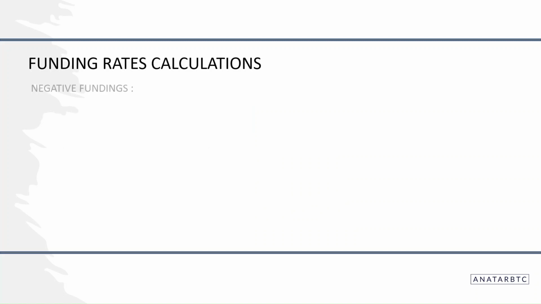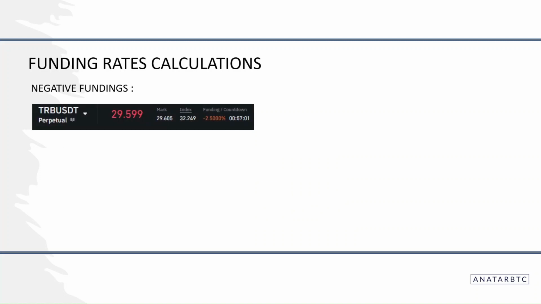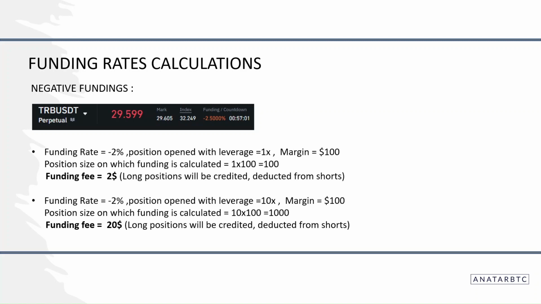Similarly, let's take an example of negative funding. For example, we are taking the example of TRB today. Suppose the funding rate was minus 2%. You opened a position with 1x leverage, you had a margin of $100. Similarly, from the positive case, here also your position size will be leverage multiplied by margin, that is $100. So 2% of that will be deducted from shorts. So $2 will be deducted from shorts, and long positions of the same size will receive $2.